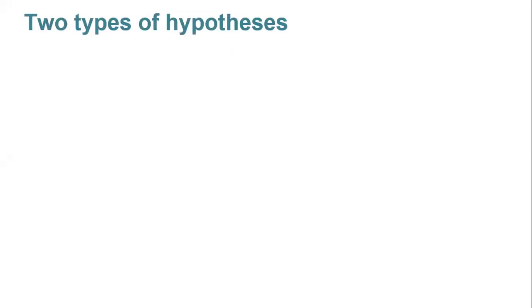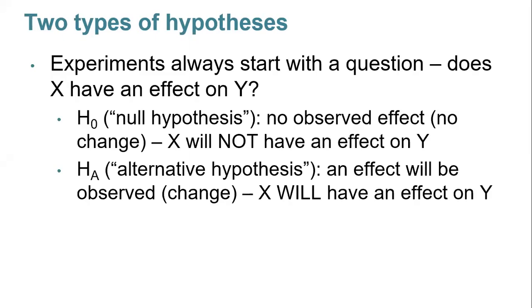When you create an experiment, you always start with a question, which is, does X have an effect on Y? First, the null hypothesis, abbreviated H0, says that there's no observed effect, which is no change, that X will not have an effect on Y. And the second hypothesis, which is the alternative hypothesis, says that an effect will be observed, that X does have an effect on Y and there is change. The null hypothesis and the alternative hypothesis are opposite of one another. One predicts no change and the other predicts that there will be change.